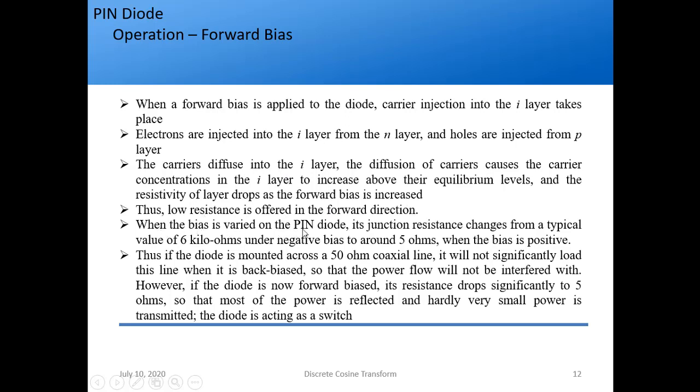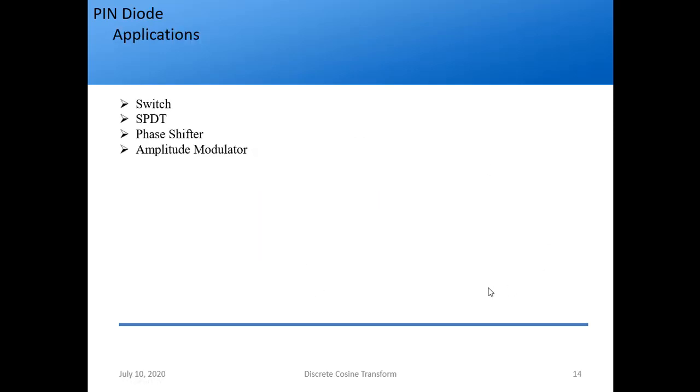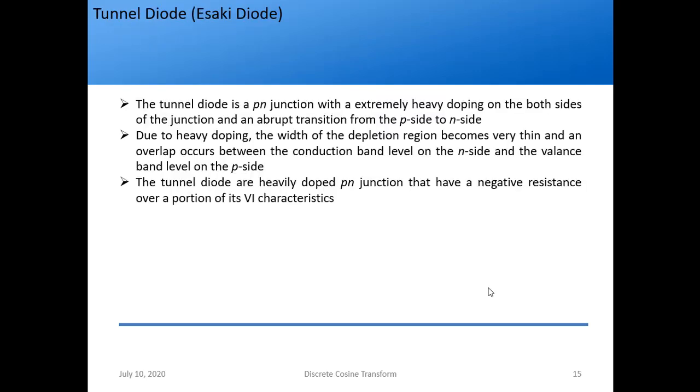When the bias is varied on the PIN diodes, its junction resistance changes from a typical value of 6 kilo ohms when it is reverse biased to around 5 ohms when it is forward biased. So this gives a hint that it can be used as a switch. Again we have taken the example of a coaxial line, and this is the equivalent circuit. So it can be used as a switch, SPDT (single pole, double throw), phase shifter and amplitude modulator.